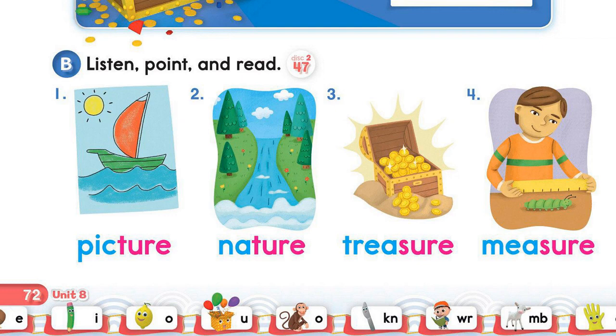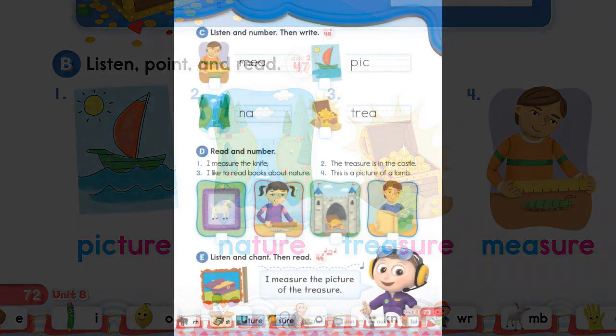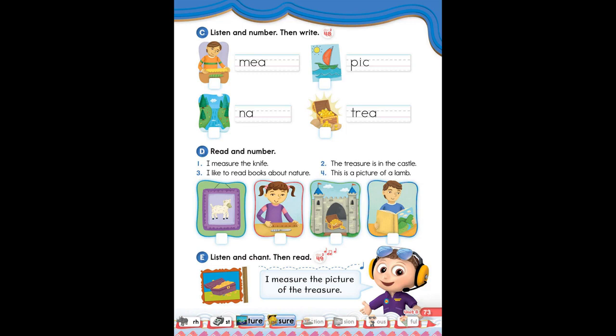1. Picture. 2. Nature. 3. Treasure. 4. Measure. Page 73. C. Listen and number, then write.